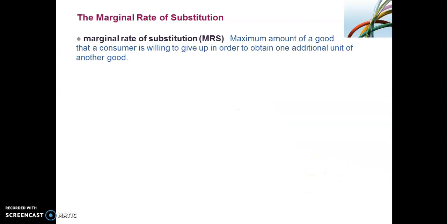So how do we define the marginal rate of substitution? It is the maximum amount of a good that a consumer is willing to give up in order to obtain 1 additional unit of another good. Consider the diagram we just looked at. The maximum amount of clothing the consumer was willing to give up in order to obtain 1 additional unit of food.